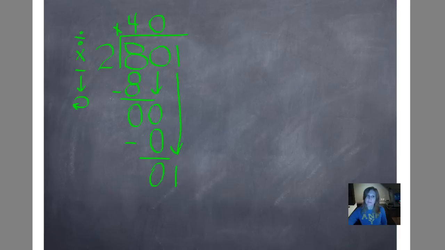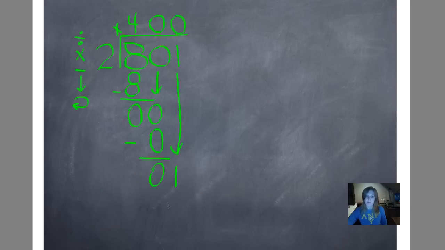Now I have a new room. 2 goes into 1. Well, 2 won't go into 1. That's too small a room. It's smaller than the number that's trying to go into it. So I have to follow it back up and draw another 0 there. Now I'm ready to multiply.